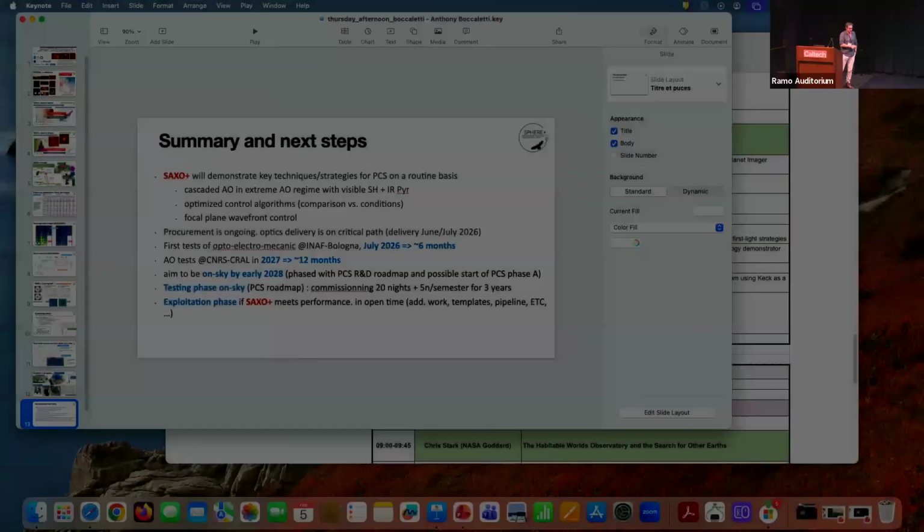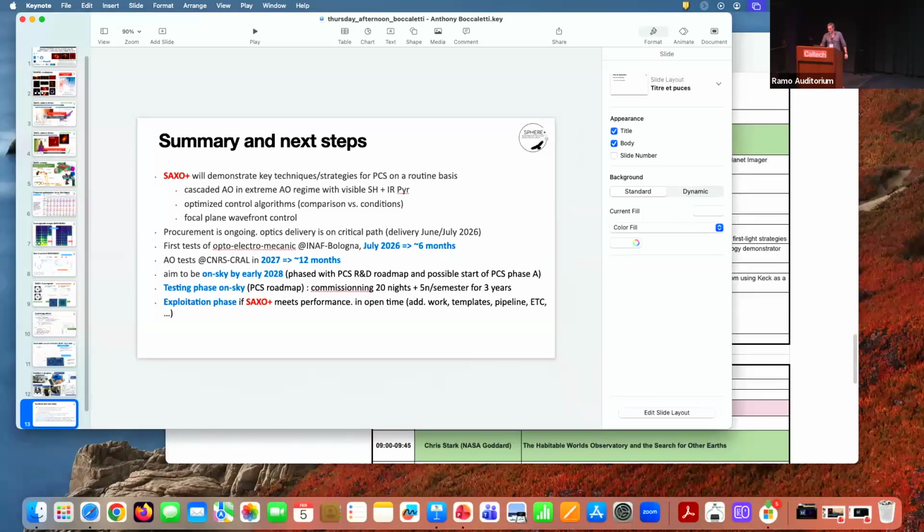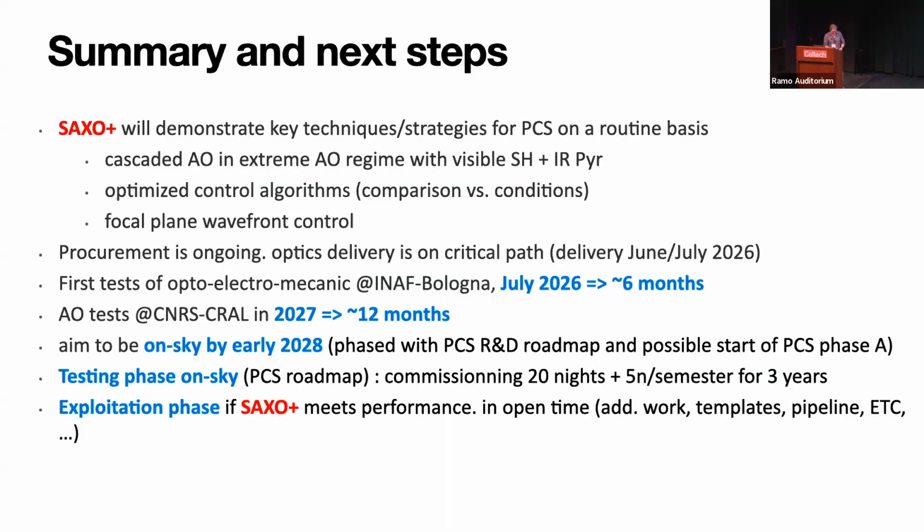And so we aim to be on sky in early 2028, and then this is the contract in the case of the PCS roadmap. We are using this instrument for testing on sky, so we will have commissioning activity for about 20 nights, and then for the next 3 years, we will have access to the telescope like 5 nights per semester to continue this testing, especially for comparing the control algorithms.